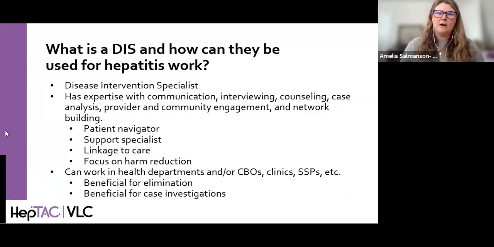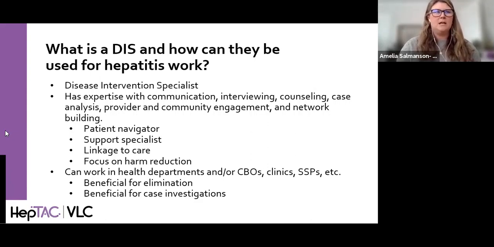So what is a DIS and how can they benefit viral hepatitis? For those that don't know the acronym, DIS is a disease intervention specialist. But I find this is one of the many terms that fits this person's role. It's often the definition that we use specific to a CDC DIS that's often used in STDs. But I find that other terms for this person could be a patient navigator, a support specialist, a peer support specialist, and could also be a case manager.